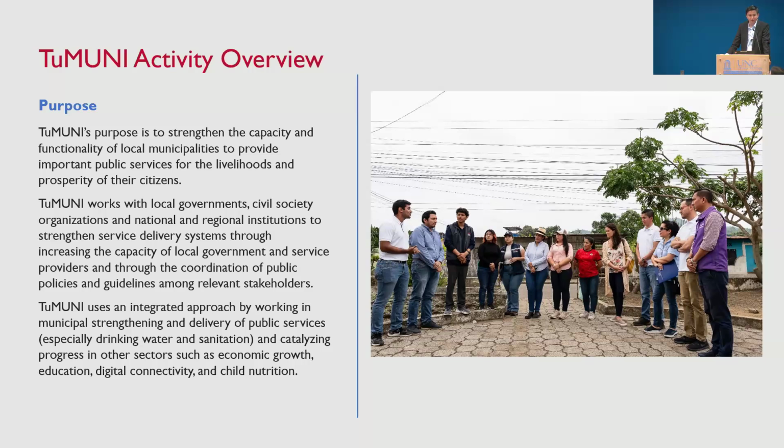And also I'm going to explain how we use these pillars in the process and the success story of Pajan, a small municipality located in the coastal region in Ecuador. So the TuMUNI purpose is to strengthen the capacity and functionality of local municipalities to provide important public services for the livelihoods and prosperity of their citizens. TuMUNI works with local governments, civil society organizations, and national and regional institutions to strengthen service delivery systems through increasing the capacity of local governments and service providers, and through the coordination of public policies and guidelines among relevant stakeholders.